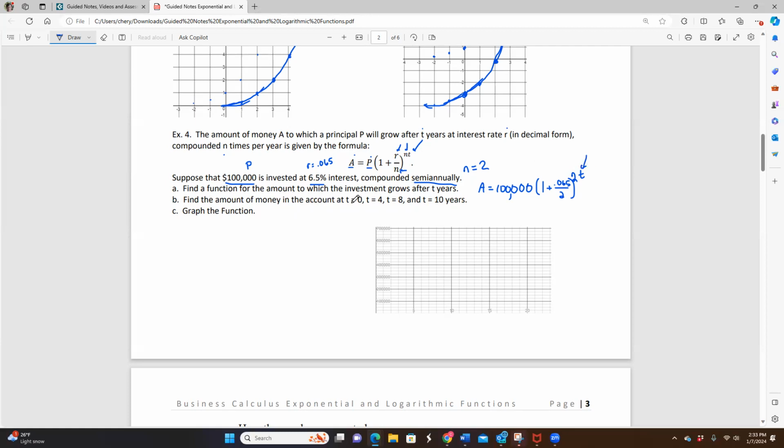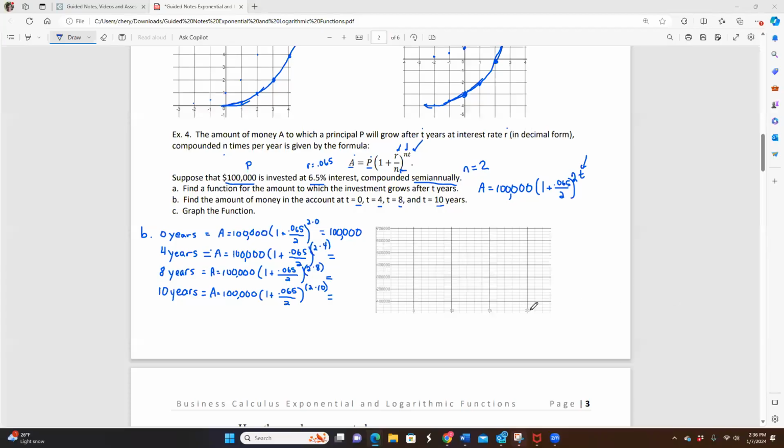B wants us to find the amount in the account after 0, 4, 8, and 10 years. So we'll be plugging those numbers in for t respectively. I'm going to write that down here. We're going to substitute in the 0, 4, 8, and 10 for t here. When you do this, I would make sure that you put parentheses around that exponent so that you know you're putting both numbers in the exponent.